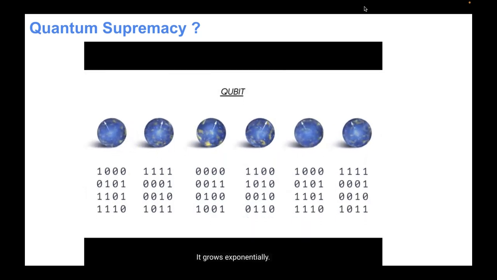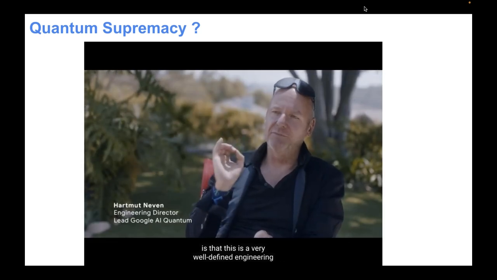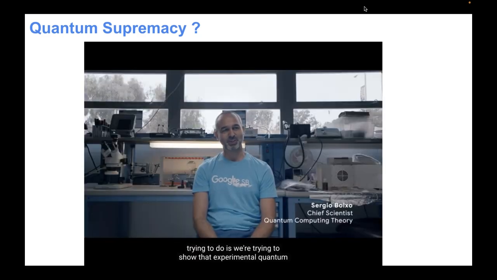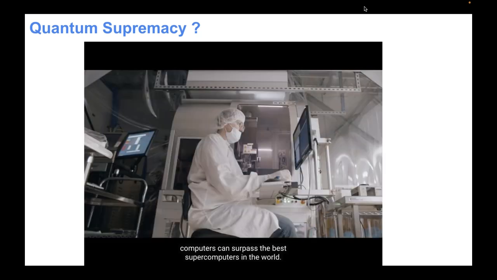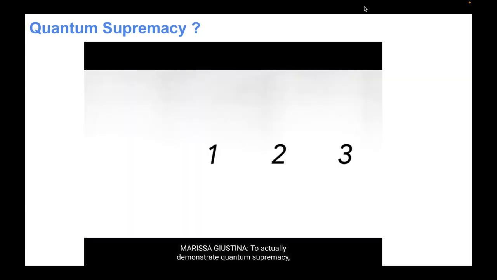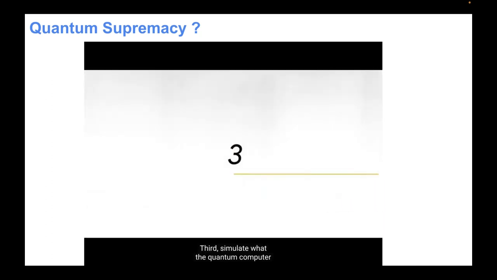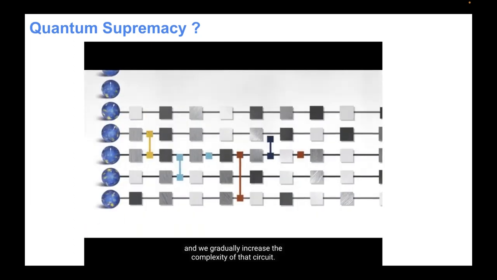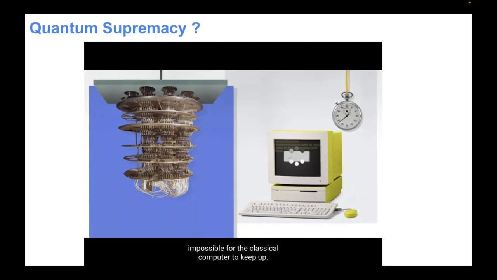It grows exponentially. The nice thing about quantum supremacy is that this is a very well-defined engineering milestone. In a nutshell, what we're trying to do is show that experimental quantum computers can surpass the best supercomputers in the world. To actually demonstrate quantum supremacy, we have these three steps. First, pick a circuit. Second, run it on the quantum computer. Third, simulate what the quantum computer is doing on a classical computer. And we gradually increase the complexity of that circuit. At some point, it becomes completely impossible for the classical computer to keep up.